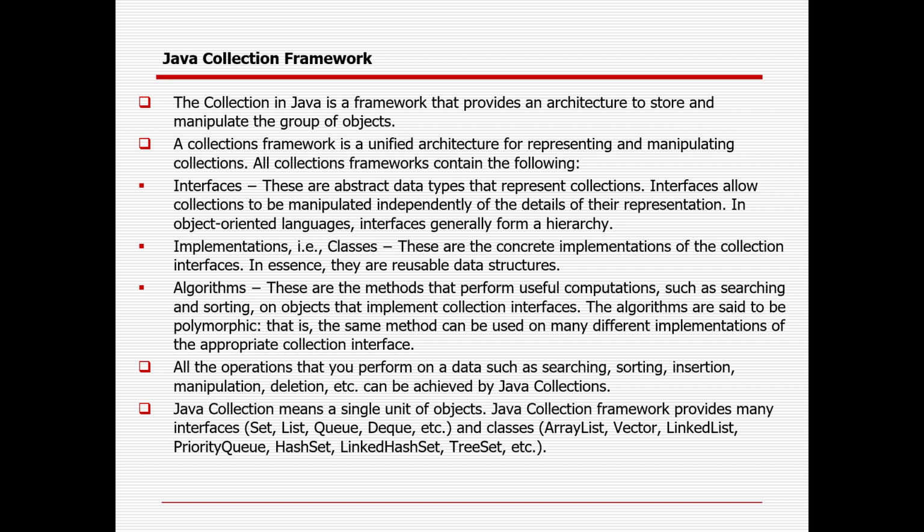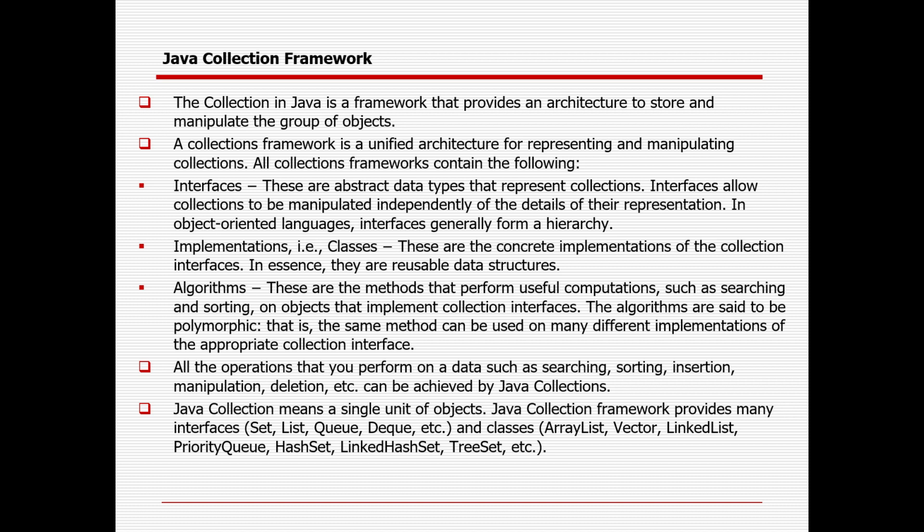In object-oriented languages, interfaces generally form a hierarchy. In the next diagram, you can understand how a lot of interfaces have relationships in the Java collection framework. Implementation is nothing but the classes. These are concrete implementations of the collection interfaces. In essence, they are reusable data structures. An algorithm is nothing but a method, coming either from the collection or from the classes, through which you will be doing different kinds of operations.